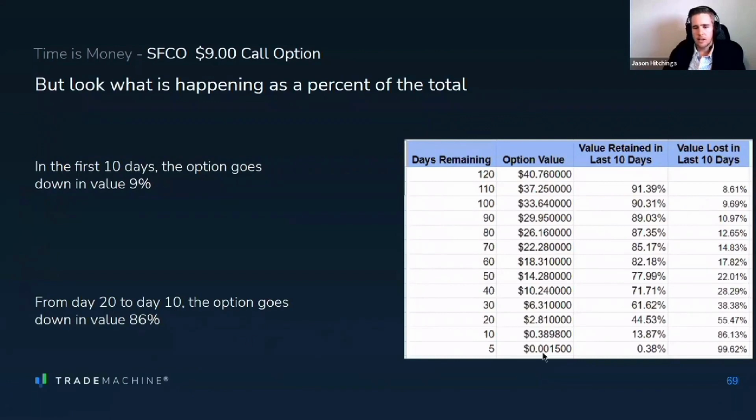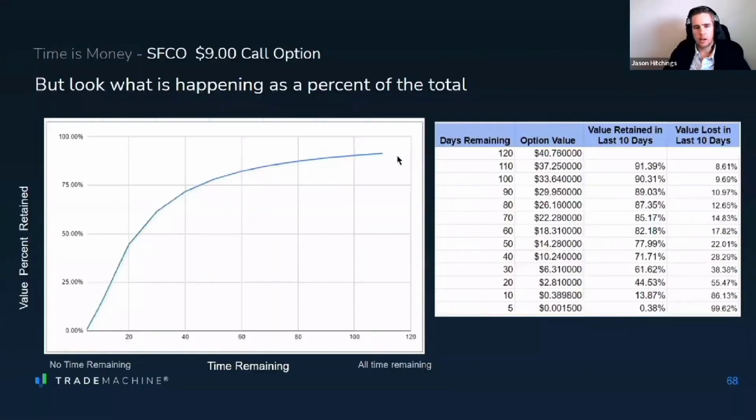But from day 20 to day 10, look at this. It goes from being worth $2.80 to 40 cents in terms of the total option value. So this thing has gone down 86% in value in that last 10 days. So it's a really important thing to understand about the nature of options and the nature of the math involved in options is that this value that you're looking at, that option that you're owning, if the stock's not moving, you're not going to see a lot of change at first, but it's going to plummet towards zero and it's going to catch up to you quickly.